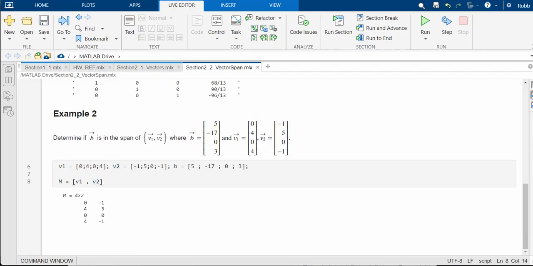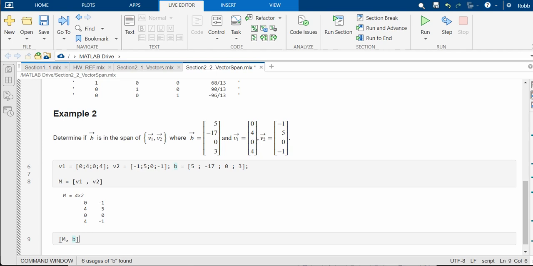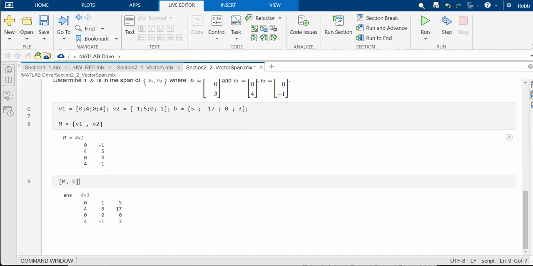And then what are we looking to do next? Remember, we're going to do RREF of the augmented matrix M and B, but let's just look at M and B first. So we have a 4x3 matrix, and notice that we have all zeros in row 3. So the very first thing we're going to do is move the row of zeros to the bottom. So we expect the row on the bottom to be all zeros when we get it to RREF.